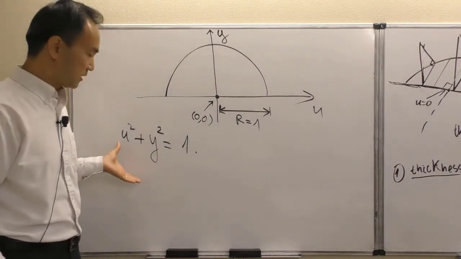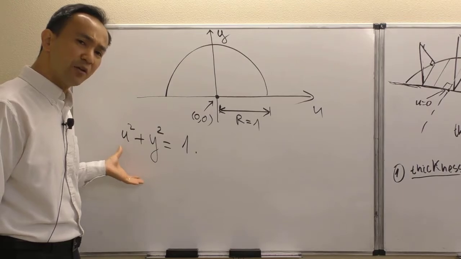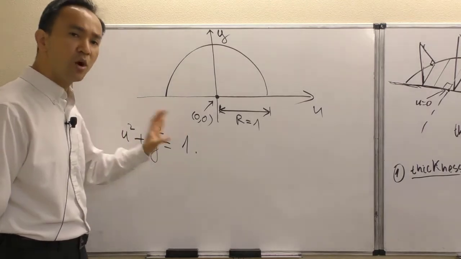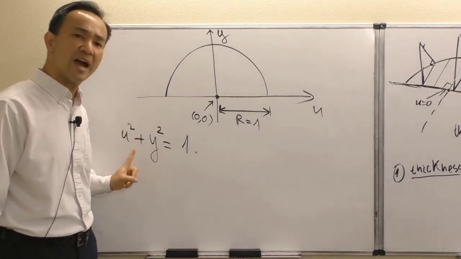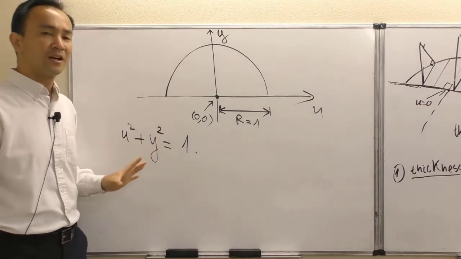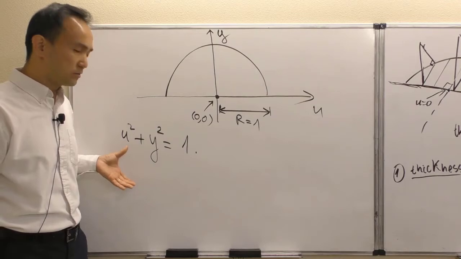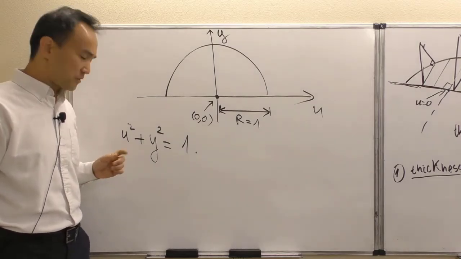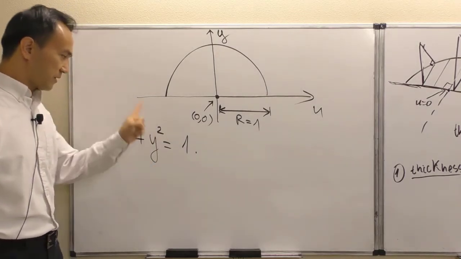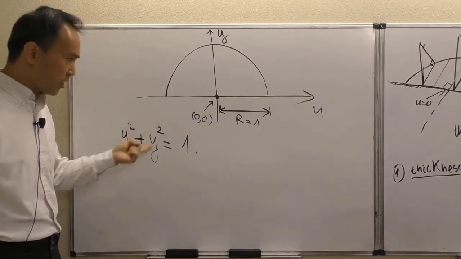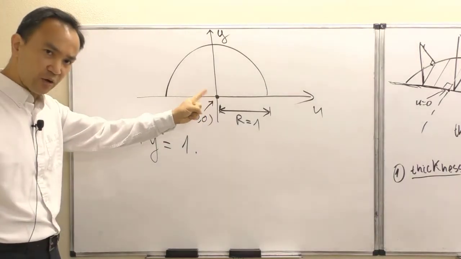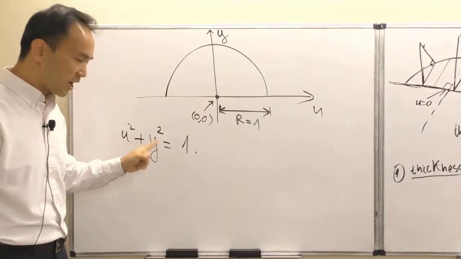And for anyone viewing this video, if you are surprised about this equation that I came up with here, make sure you review your algebra. But allow me not to go too far back into the algebra over here. Okay, so the equation of any circle, and this is the special equation for a circle that's always centered at the origin, is u squared plus y squared equals 1.